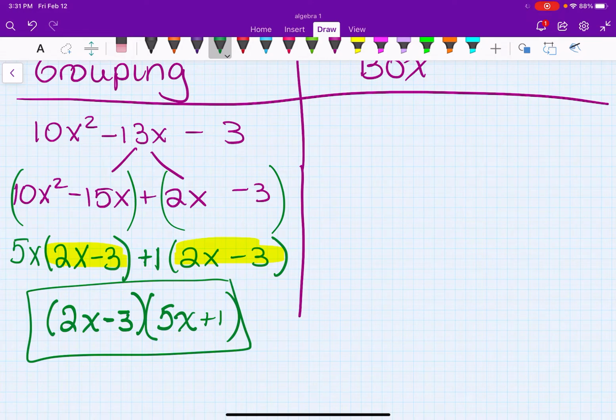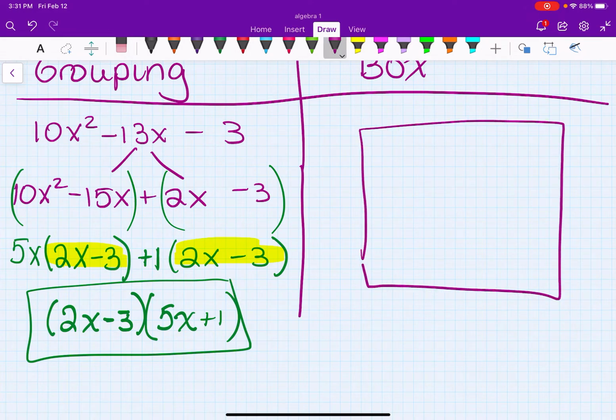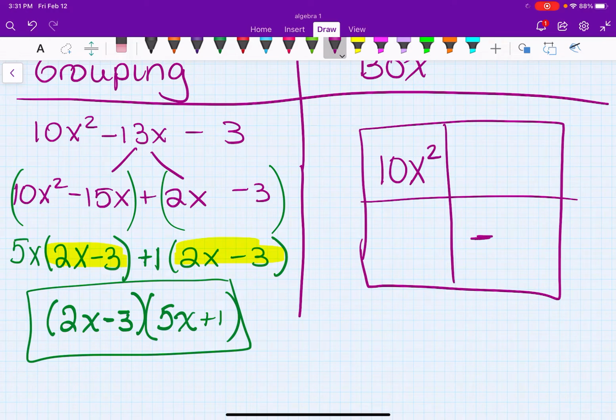All right, box people. Top left goes our first term. Bottom right with the negative, watch your negative, goes the last term. Magic X splits the middle, and that's what goes here. Watch your negatives.